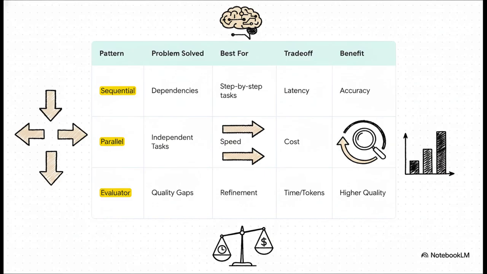All right, this table right here, this is your cheat sheet, your roadmap for everything we're about to cover. It tells you what problem each pattern solves, the best time to use it, and, this is key, the trade-offs you're making. Things like speed versus cost versus how good the final result is. We're going to go deep on all 3, so keep this mental map handy.